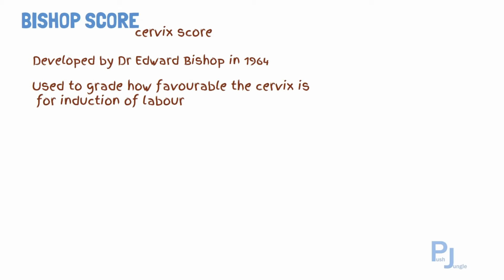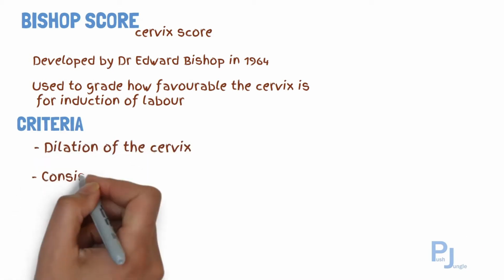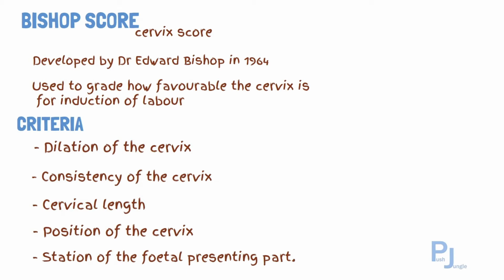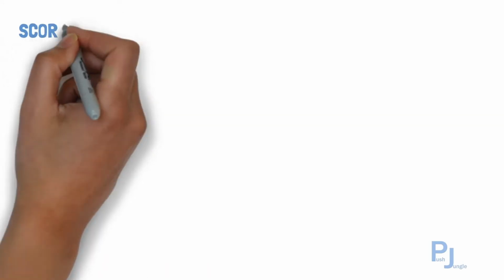So the Bishop score involves 5 criteria: dilatation of the cervix, consistency of the cervix, cervical length, position of the cervix, and the station of the fetal presenting part. The difference between the modified Bishop score and the original Bishop score is that in the original Bishop score, it is cervical effacement, while this has been replaced by cervical length in the modified Bishop score. So, the modified Bishop score has a score ranging from 0 to a maximum of 13.